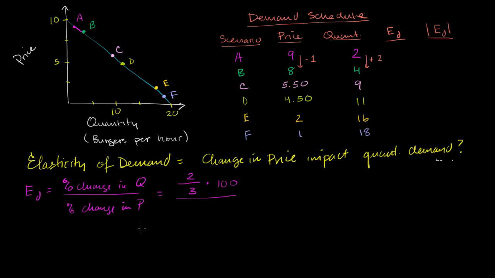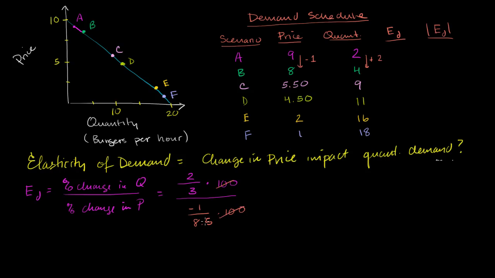And then what is our change in price? Well, we're going to do the same thing for the percent change in price. Our change in price is -1. It is -1 over, and once again, we don't just do -1 divided by 9. We do it over the average of 8 and 9, and the average of 8 and 9 is 8.5. Then multiply by 100 to get your percentage. Now, these hundreds obviously cancel out.